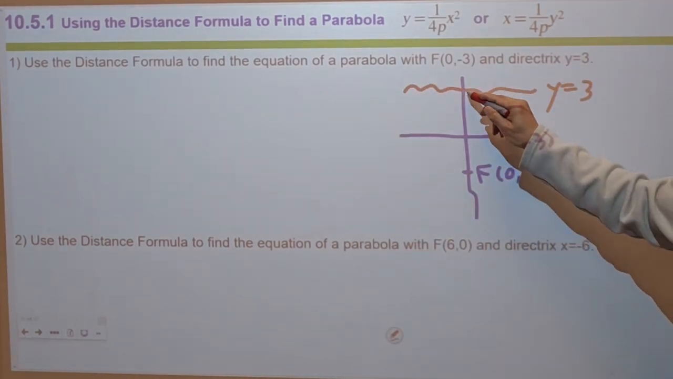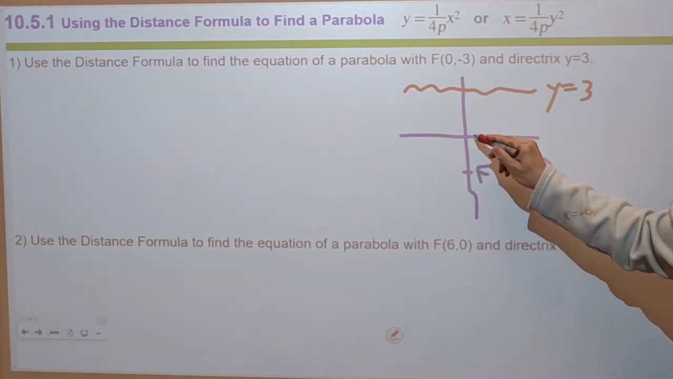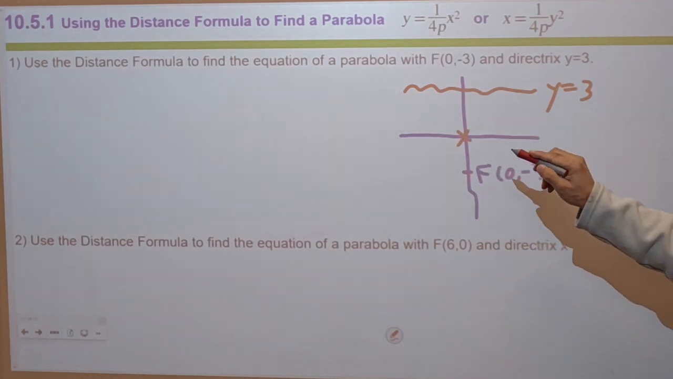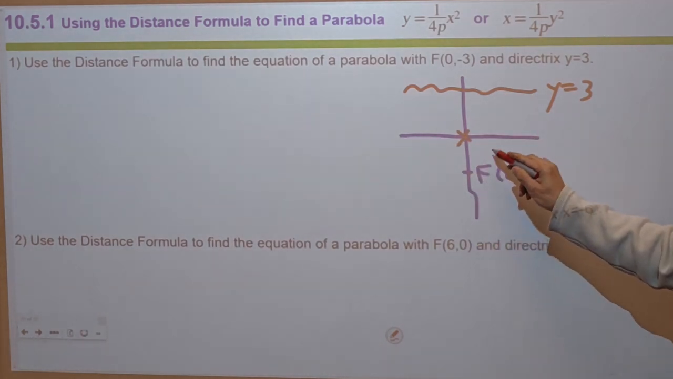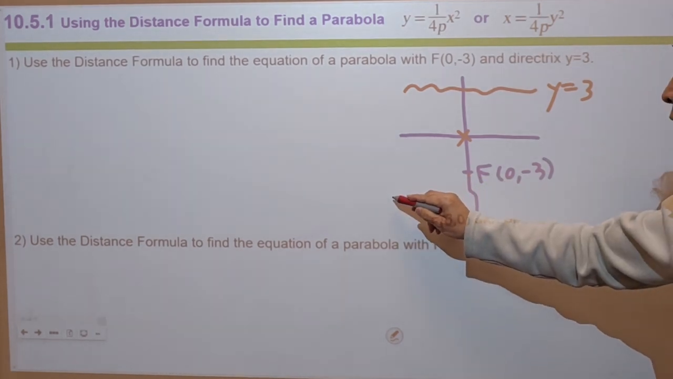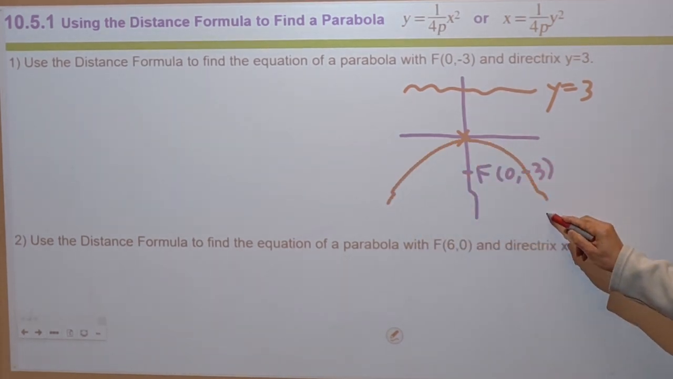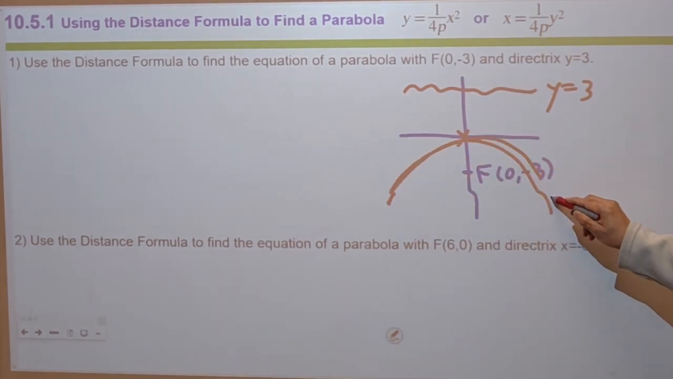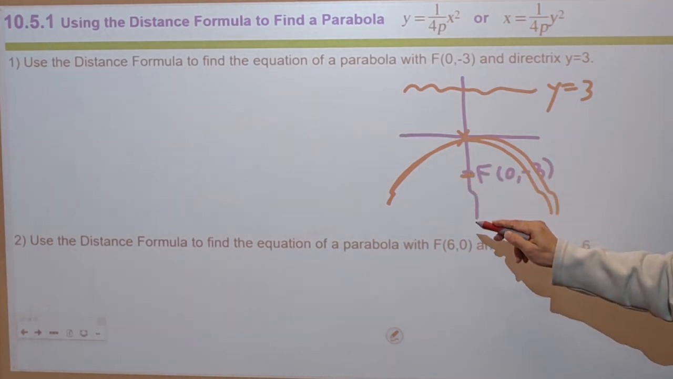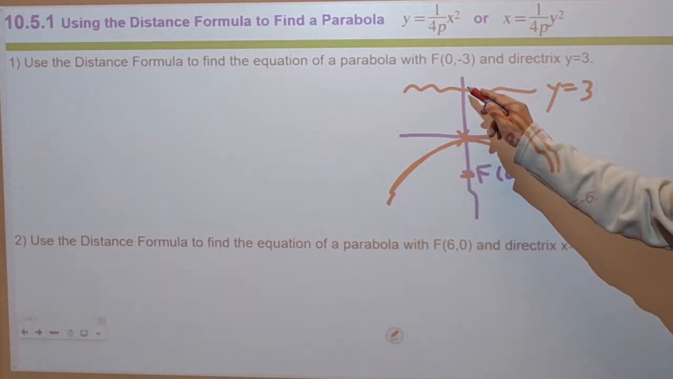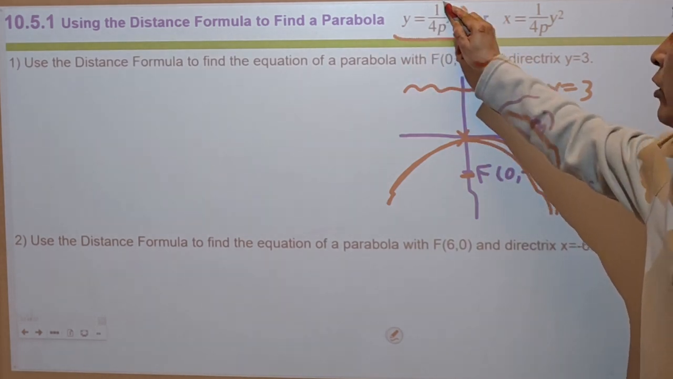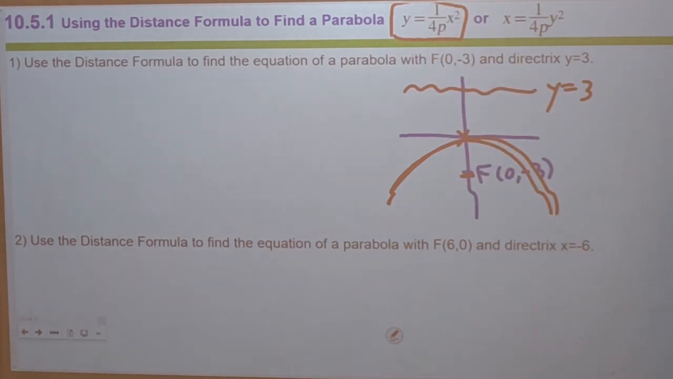Then the midpoint between the focus and this line is the vertex. All the time, the parabola will be drawn around the focus. So it's something like this, right? Then which axis is the focus on? That matters. On the y-axis, we use the y equals 1 over 4p x squared form.